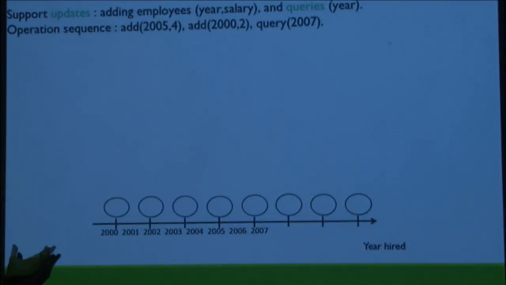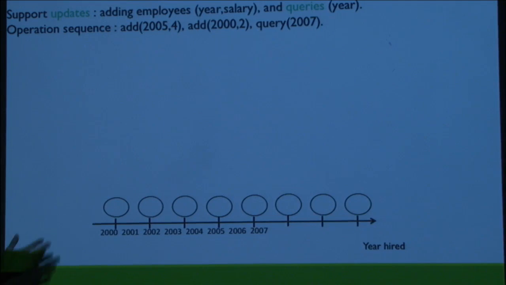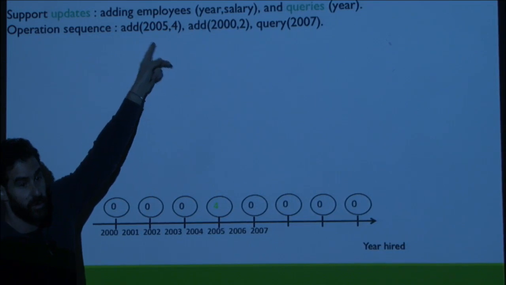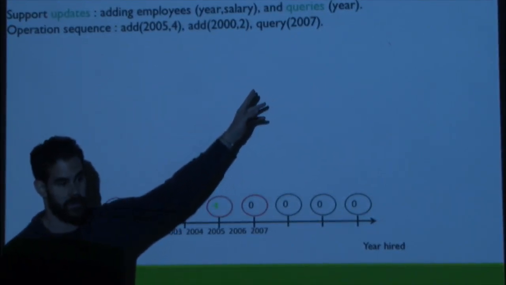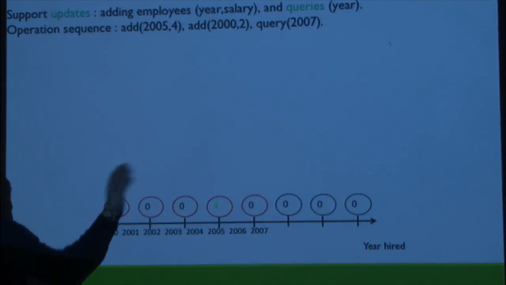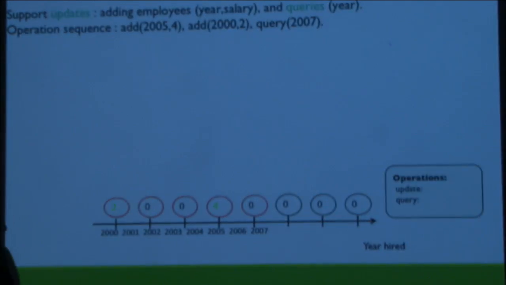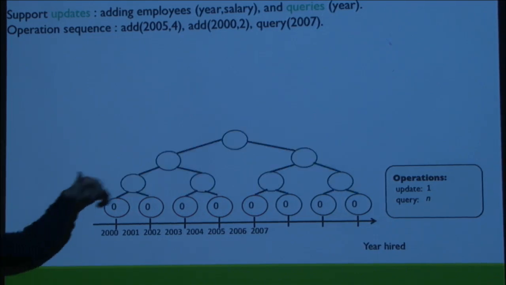Again, the naive solution for such a dynamic problem, suppose we have this online sequence of updates and queries, is just to maintain a counter for each year. If we hired an employee with a salary of 4 in 2005, we just increment the counter, and then in 2000, a salary of 2, and then we query how much the company spent on employees hired before 2007. Of course, the update is cheap. It's just constant, but the query requires a linear scan again. So the query time is slow. The update is very cheap, the query is expensive. Then you can think of maybe we can build more.